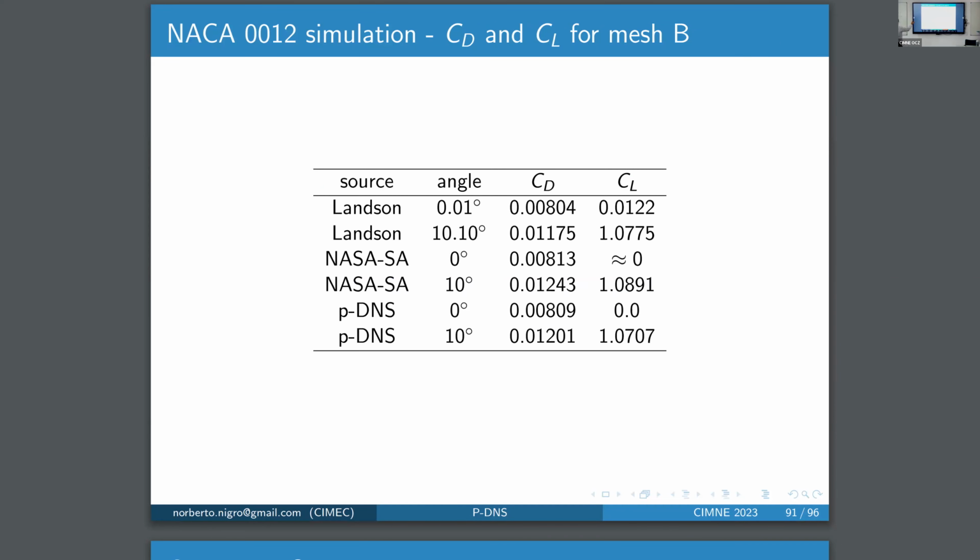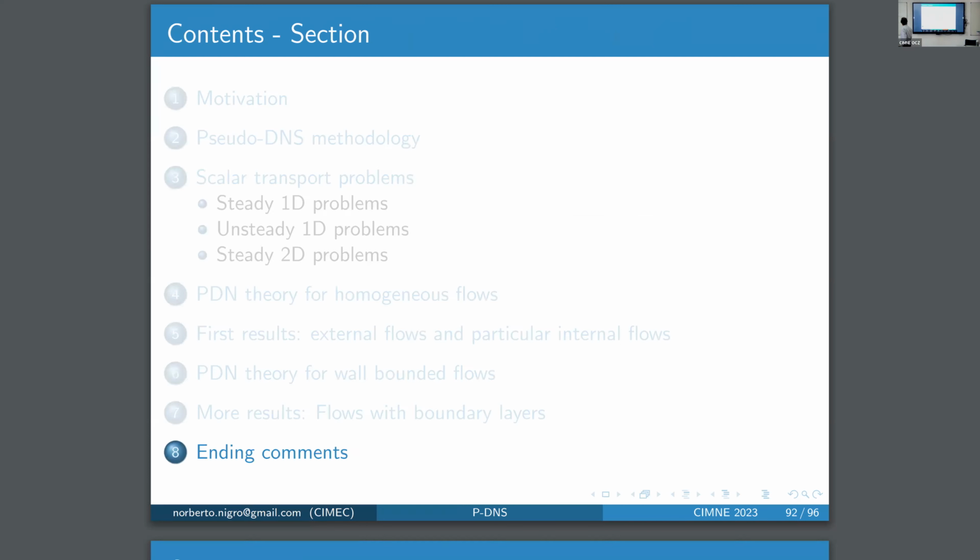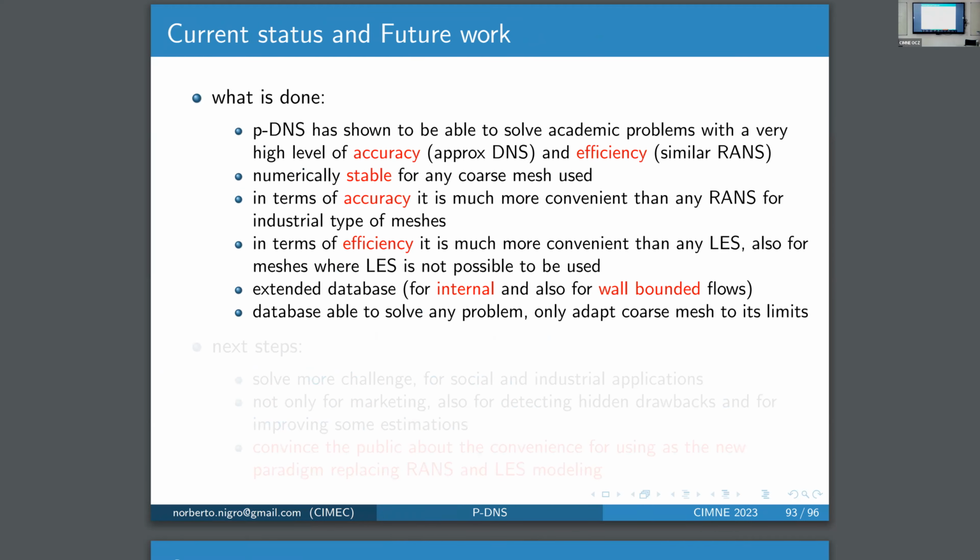So these are numbers that allow us to show that pDNS at 0 and 10 degrees for CD and CL, drag and lift, are very similar to the reference. For example, the reference for 10 degrees is .011, ours is .012, and this is 107, 107. That is very, very nice. I'm very happy. What is done? pDNS has shown to be able to solve academic problems with a very high level of accuracy, approximately DNS, or trying to approximate DNS, and efficiently, similar to RANS, because our coarse mesh may be the RANS mesh. It's numerically stable for any coarse mesh used.